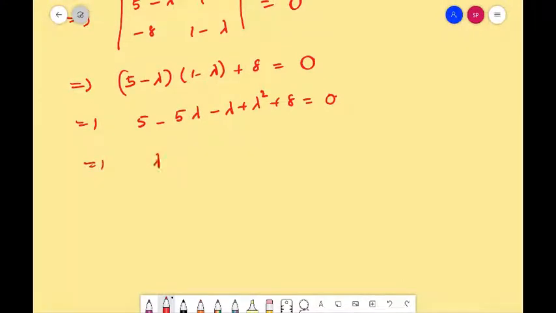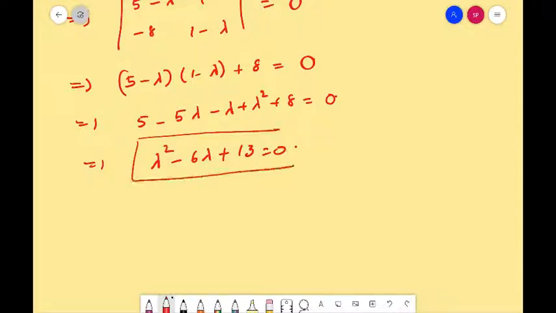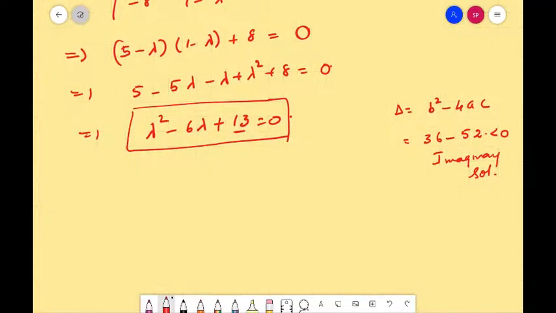So this is lambda square minus 6 lambda plus 13 is equal to 0. This cannot be split because 13 is a prime number. So if you find its discriminant delta, b square minus 4ac, that is 36 minus 52, which is less than 0. So it will have imaginary solutions, no real solutions, or complex solutions you can say, not real solutions.